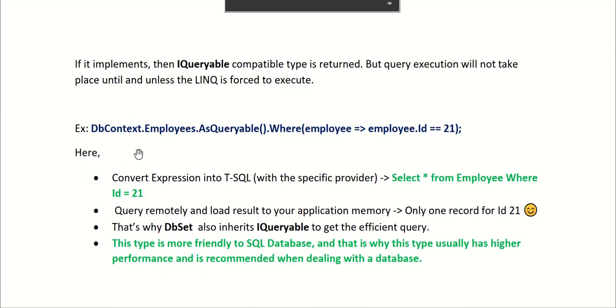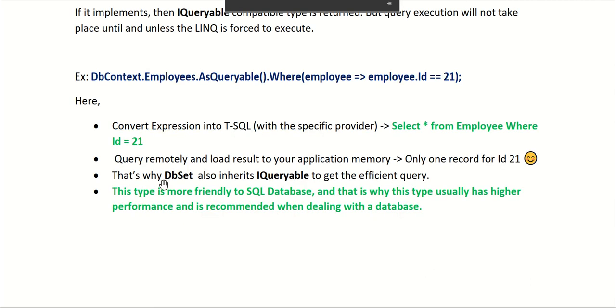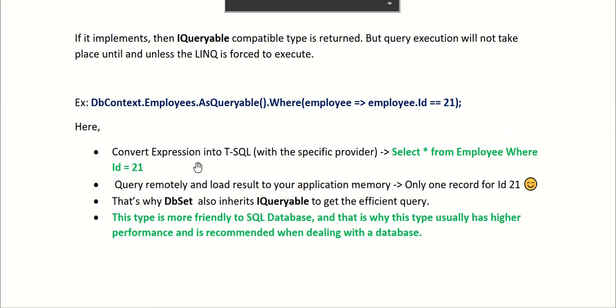The dbContext.Employee.AsQueryable. This time I'm making use of the AsQueryable method and then I'm applying the condition. Now how will this one work? First thing, convert the expression into a T-SQL, Transact-SQL statement, with a specific provider. It may be MS SQL Server, it may be Oracle, it may be MySQL, whatever the provider it is. Automatically your Entity Framework will take care of constructing the Transact-SQL statement.